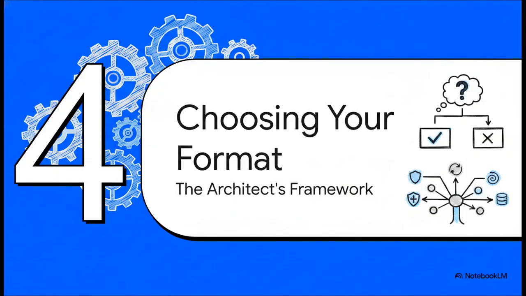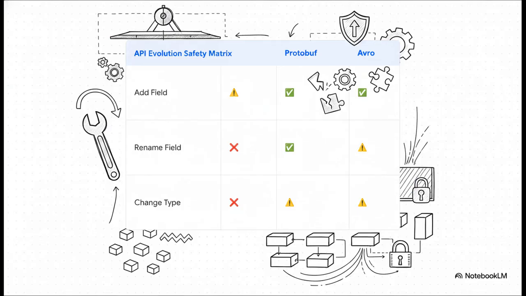Okay, so that's the theory. How do we actually put this into practice and make the right call for our projects? Let's build a little decision framework. All right, here it is, the architect's cheat sheet. Just look at the rename field row.